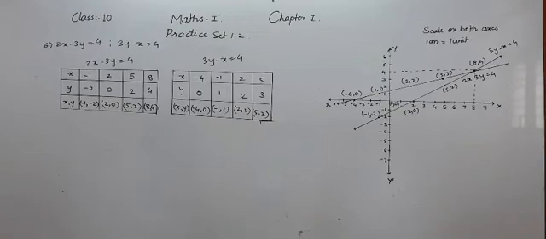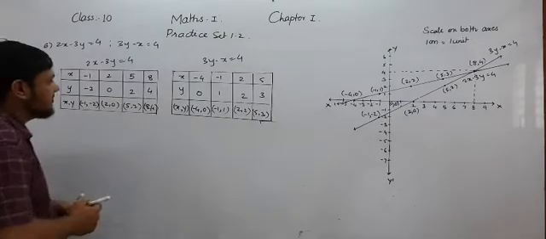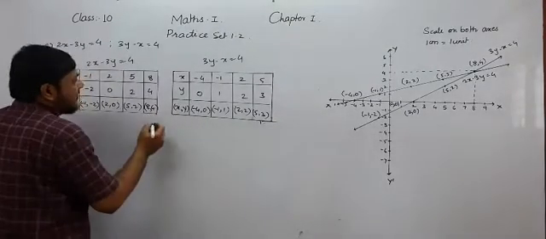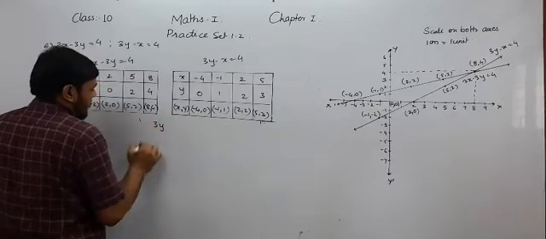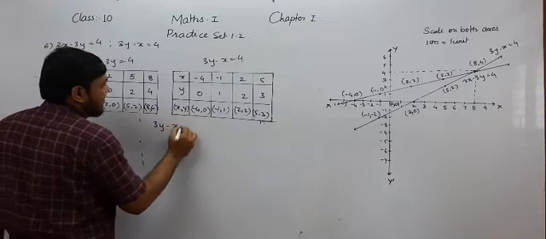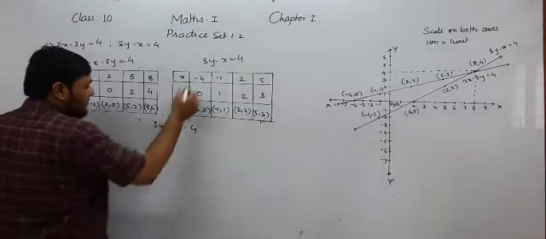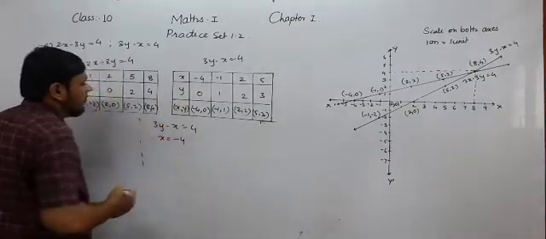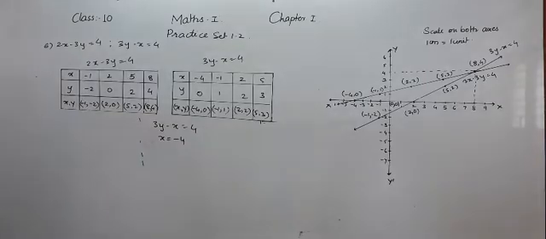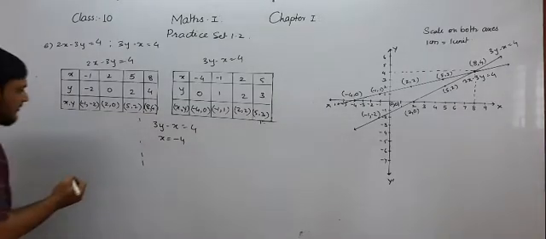So now students, we will try to find the ordered pairs for the next equation, and the next equation is 3y minus x equal to 4. So students, first we have to put x equal to negative 4. So now by putting x equal to negative 4, we have to find the value of y.